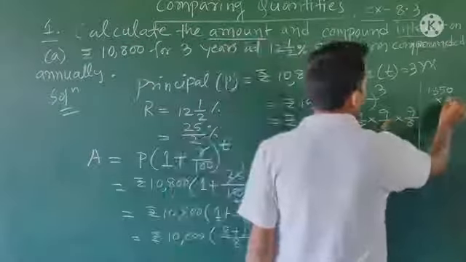So amount we get how much? Rupees 15,377.34. Principal amount we have 10,800. You subtract. 15,377.34 minus 10,800.